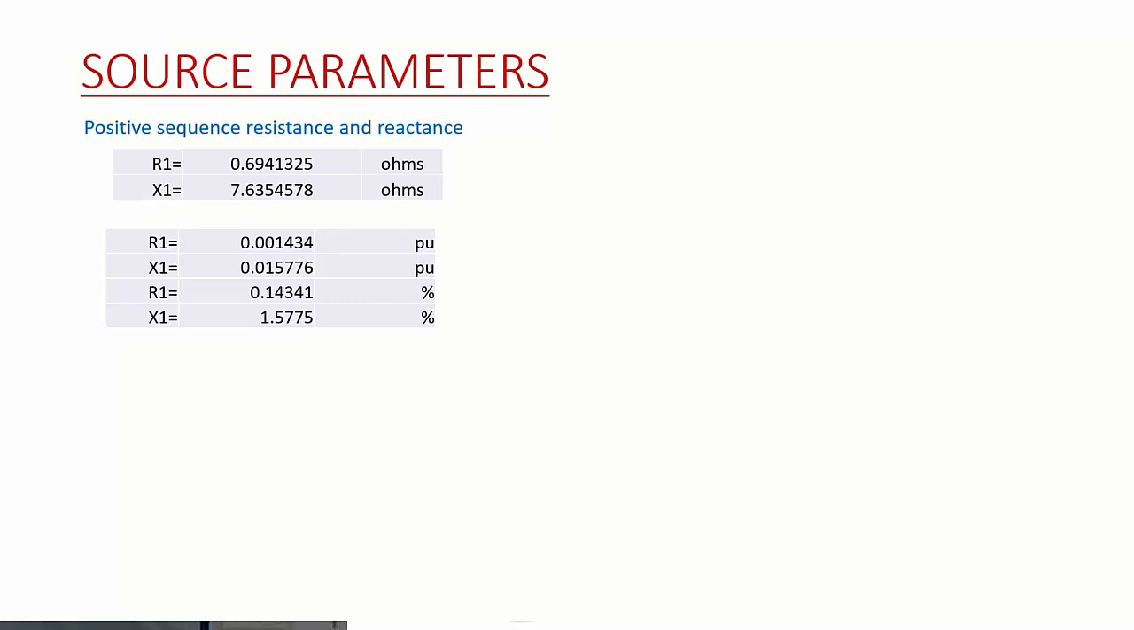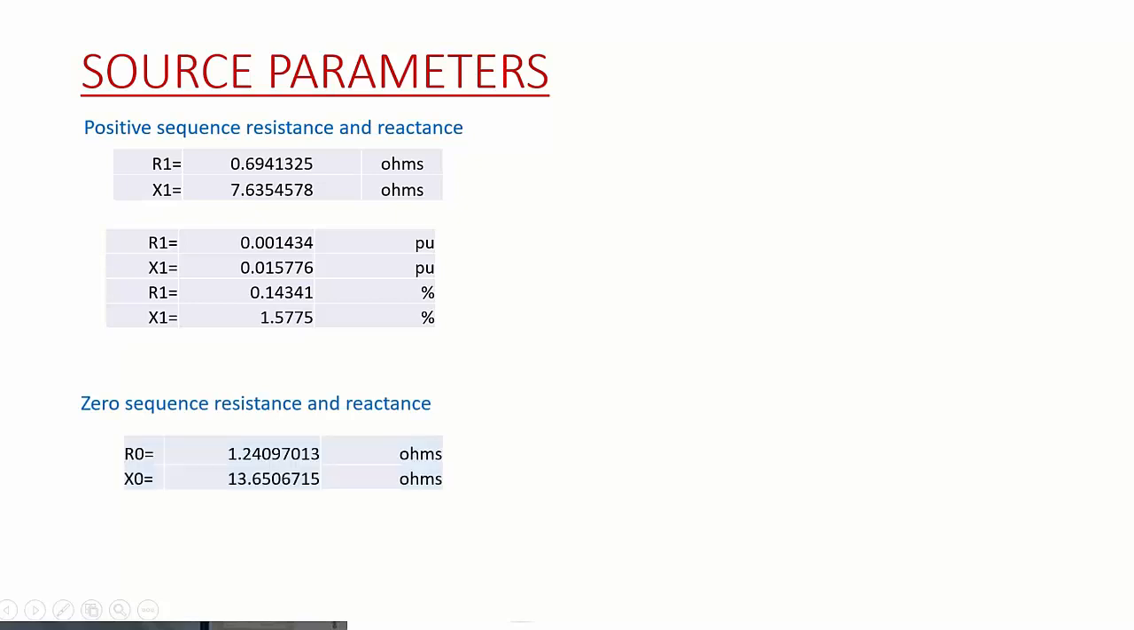ETAP may be represented with percentage value. So by simply taking base kV as 220 and base MVA as 100, we can simply calculate R1 and X1 values in terms of per unit. Then multiply these values by 100, so you may get the percentage value. Similarly, we can calculate zero sequence resistance and reactance.